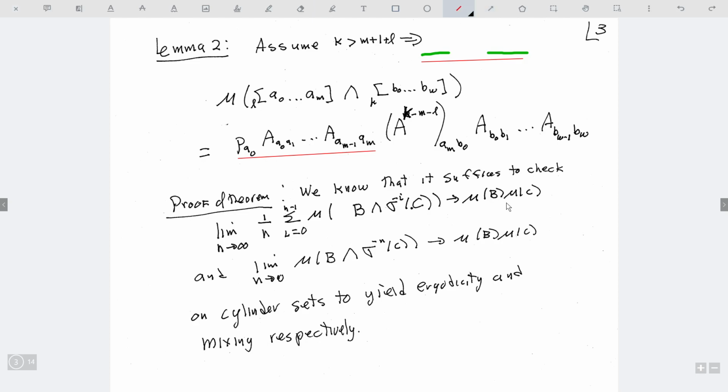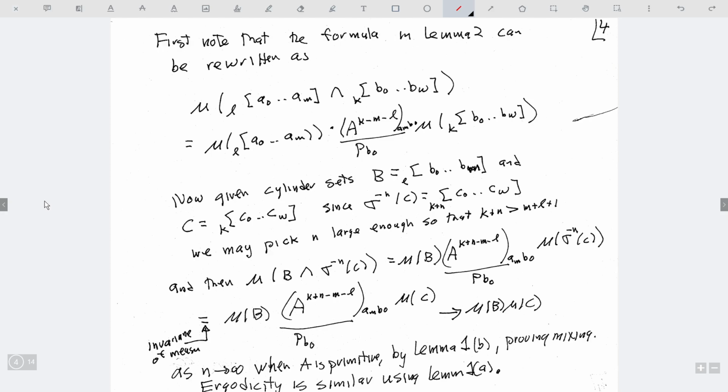So here's the proof. What we have to do is check on cylinder sets, so that was the previous theorem that I stated but didn't prove. You have to show that this intersection of B with consecutive inverse iterates of C has to converge on average to the product of the probabilities, or the product of the measures. So this suffices for ergodicity and this suffices for mixing. This implies, as you should remember.